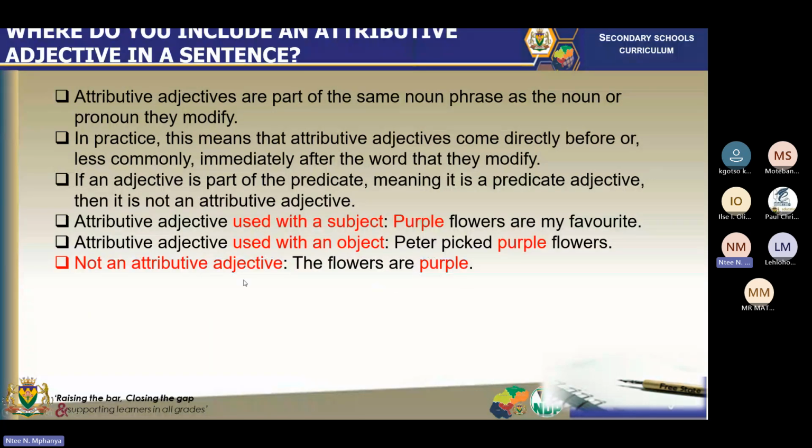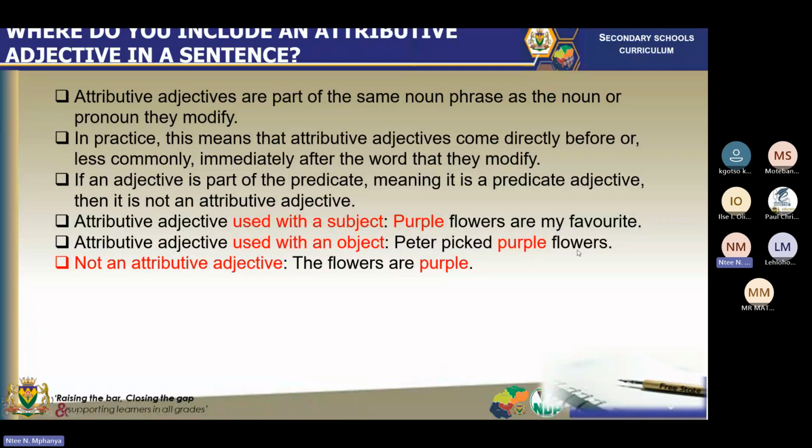Then let's continue. This is not an attributive adjective: the flowers are purple. The two are attributive adjectives. Purple flowers are my favorite, because the color purple modifies flowers. Again, attributive adjective: Peter picked purple flowers.